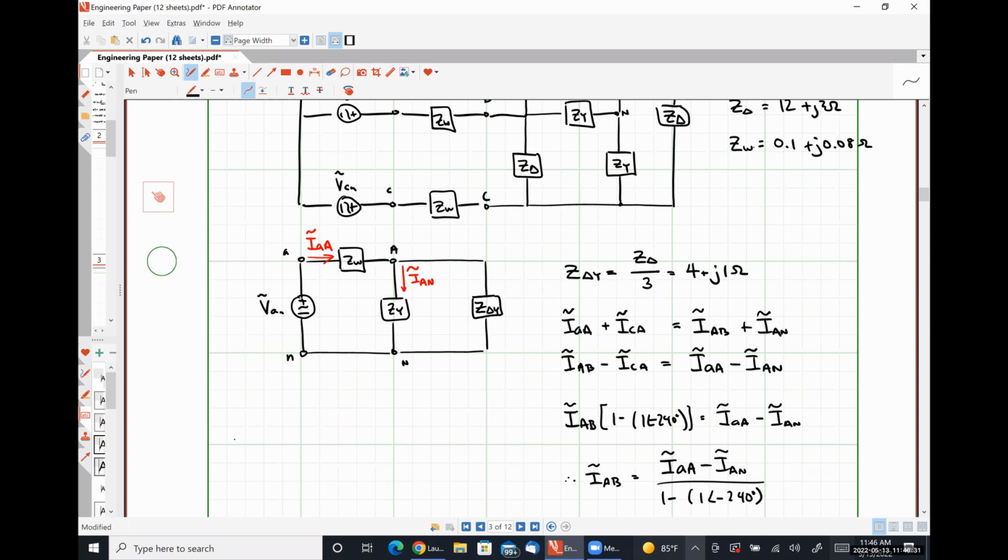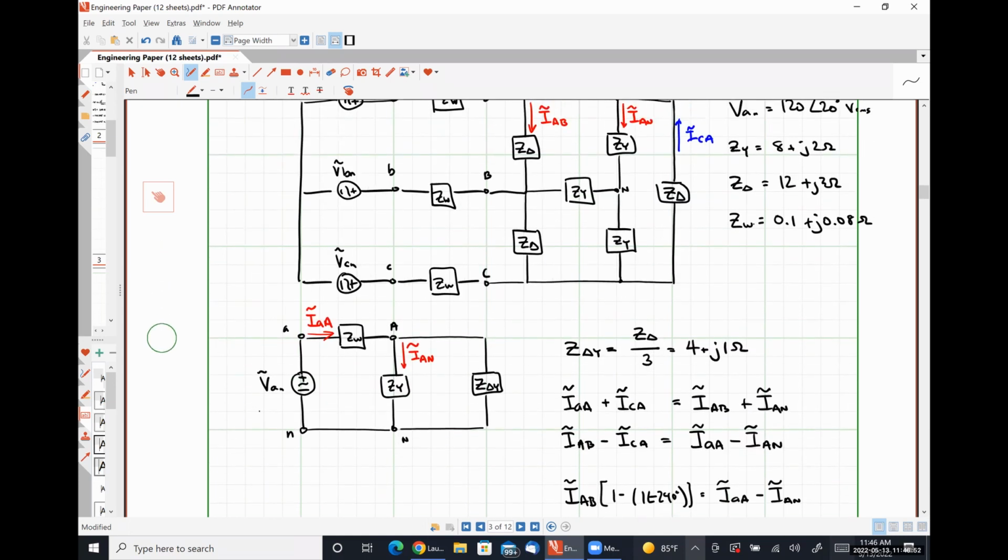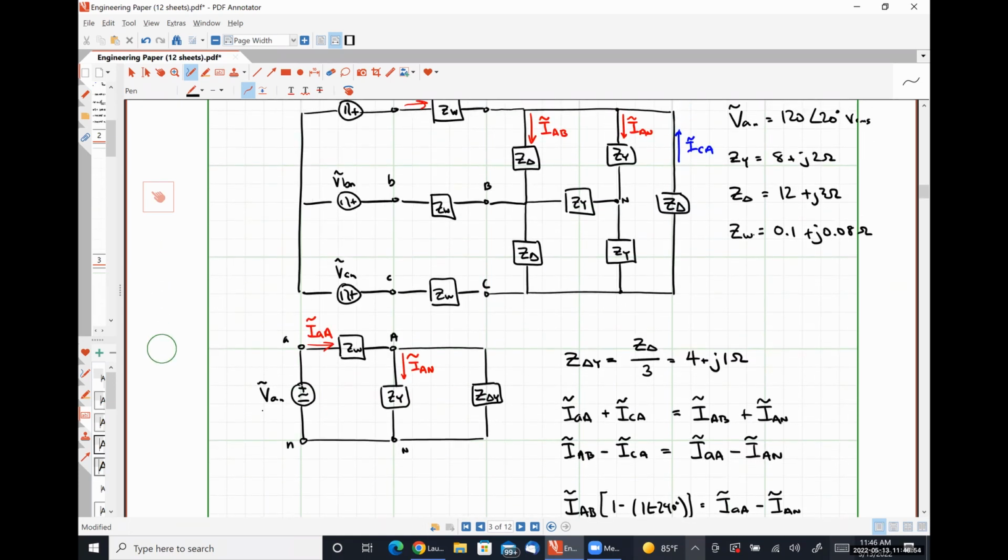To me, that's the most straightforward way of determining IAB. And by straightforward, I mean it's relying on simple practical application of things we know how to do, KCL, all that kind of good stuff. Another potential thing that we could do, it'll give us the same result either way.